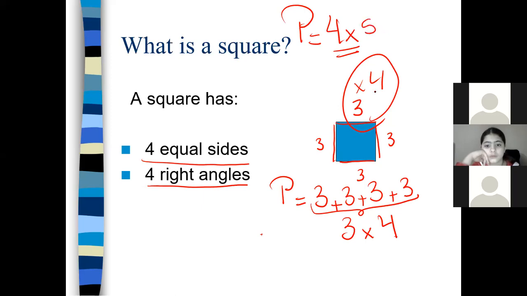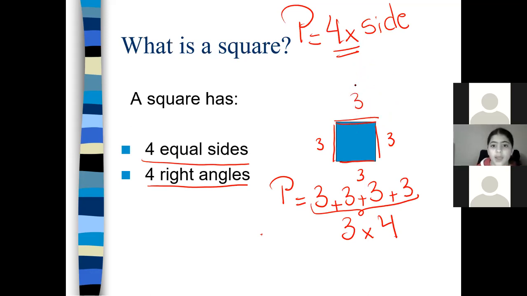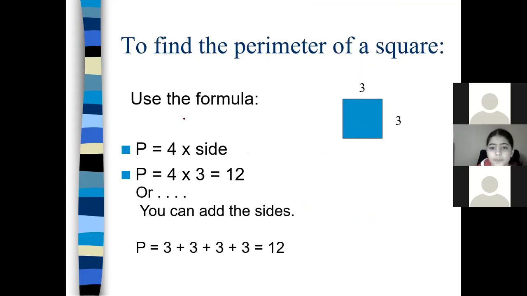So the general rule is 4 times the side. If the side is 3, we multiply 4 by 3. If the side is 2, then 4 times 2. If the side is 8, we multiply 4 by 8. So the perimeter of a square is 4 times the side.